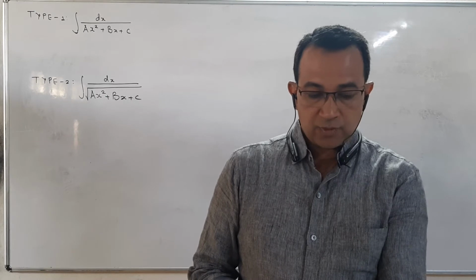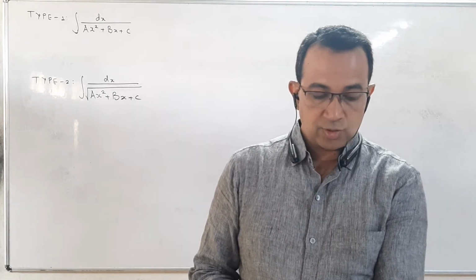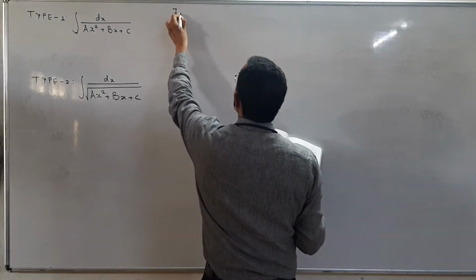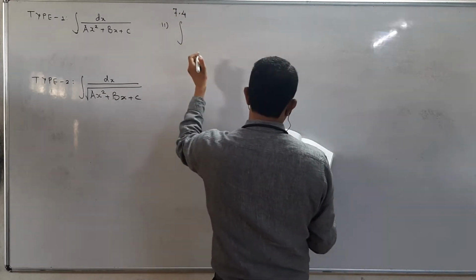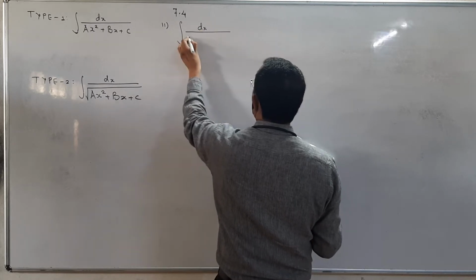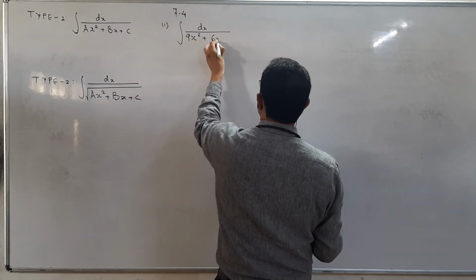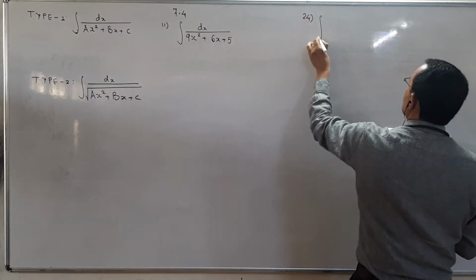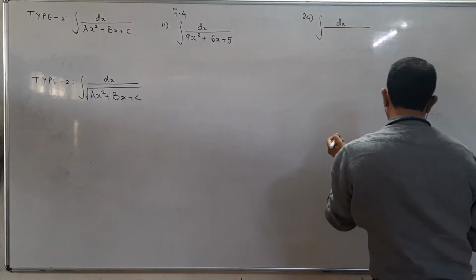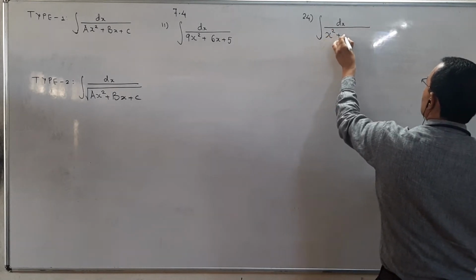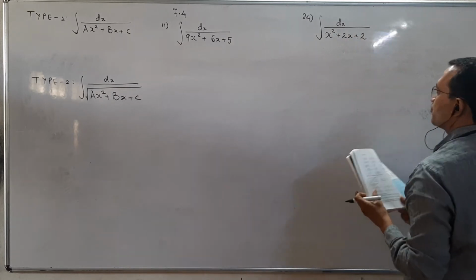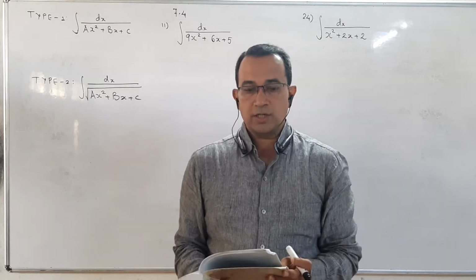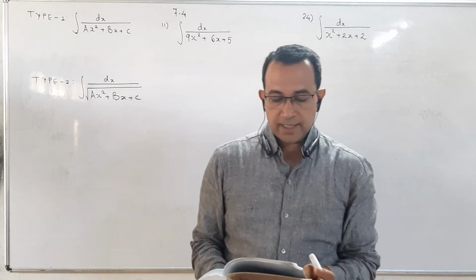For that we have question number 11 and MCQ 24 of exercise 7.4, which I am focusing on. Question number 11 is dx upon 9x squared plus 6x plus 5, and question 24 is dx upon x squared plus 2x plus 2. Unfortunately, we have only one sum of dx upon quadratic, and then students directly we have the MCQ.